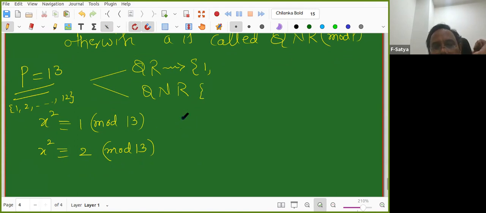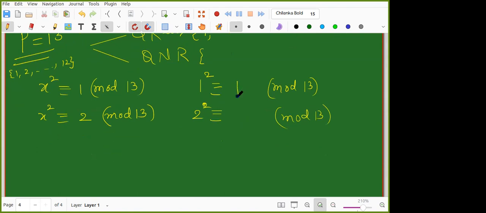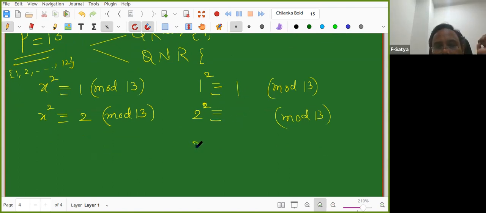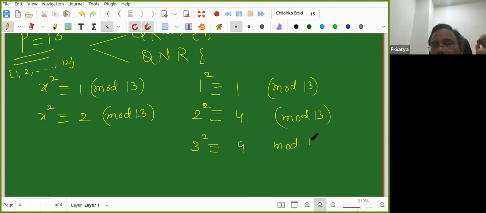So instead I will do one thing. Let us first try squares: 1² is congruent to what mod 13? 1 only, right? So 2² is congruent to 4. 3² is congruent to 9 modulo 13. Still no problem, they are less than 13. 4² is congruent to what? 3. 4² is congruent to 3 modulo 13. Correct.